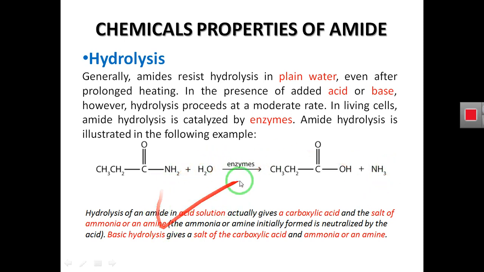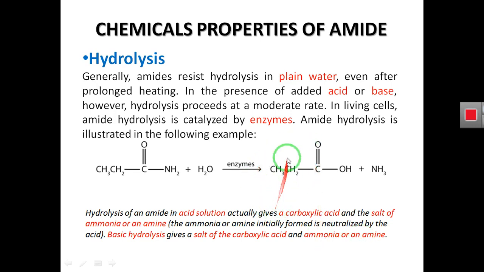So now we see that hydrolysis of an amide in acidic solution gives us a carboxylic acid and the salt of ammonia or an amine. However, if we do this hydrolysis of an amide in the presence of a basic solution or base, the hydrolysis gives us a salt of the carboxylic acid and ammonia or an amine.